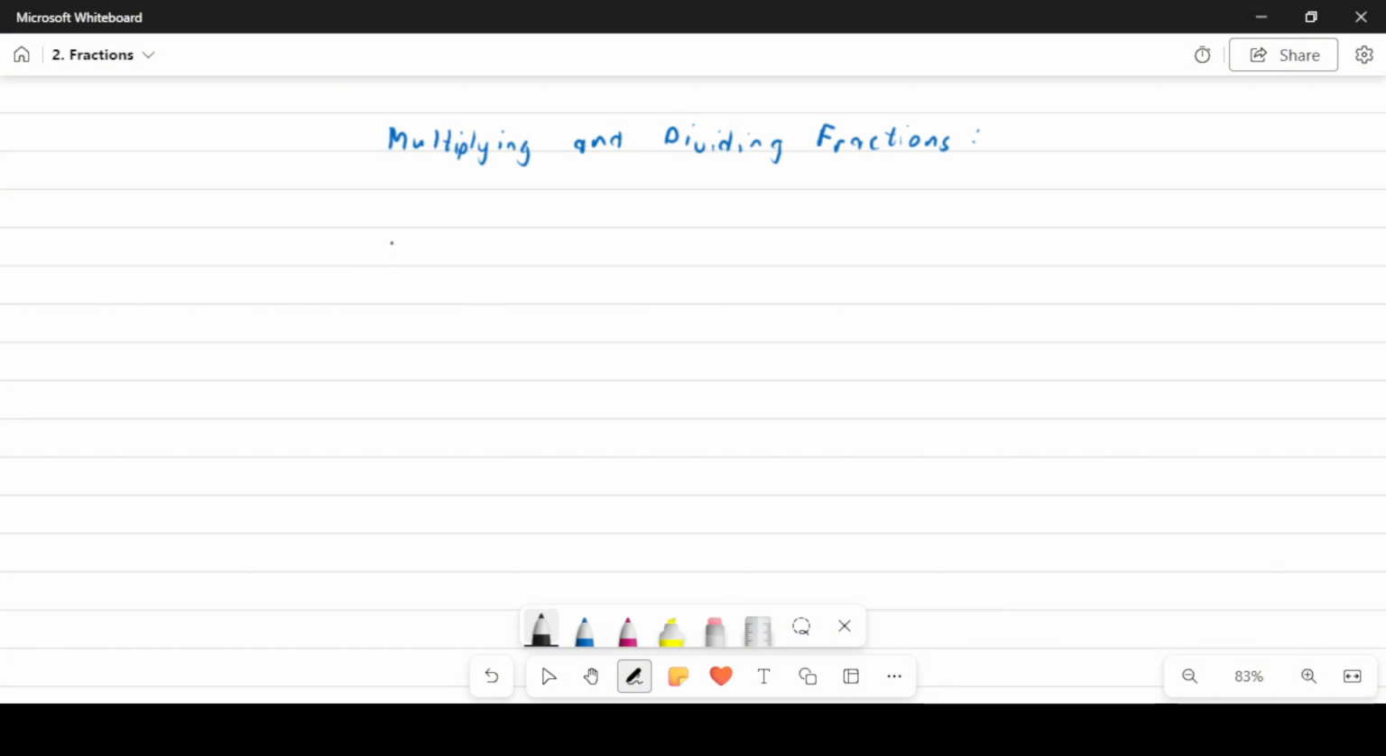So let's do an example. 1 over 2 times 2 over 4. You multiply numerator by numerator over denominator by denominator, and you get 2 over 8. That's how you multiply fractions.